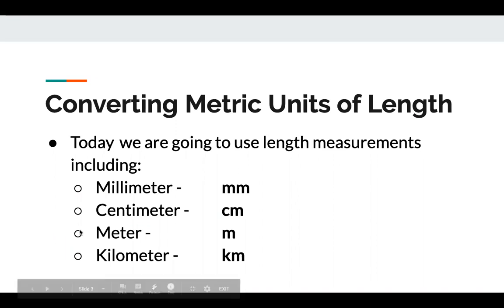I put the abbreviations here because when you look at the practice problems, it does show the abbreviation of them. Millimeter is an easy one to remember: mm. Then you have centimeter, cm. Meter is a short one, just m. And then kilometer is km.